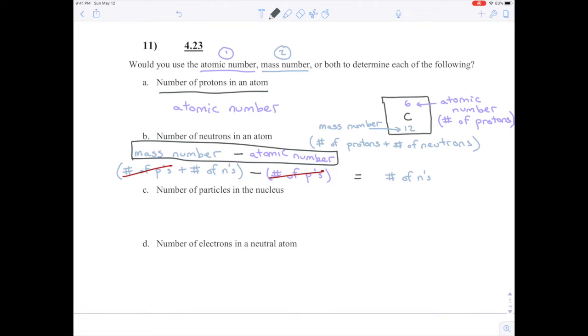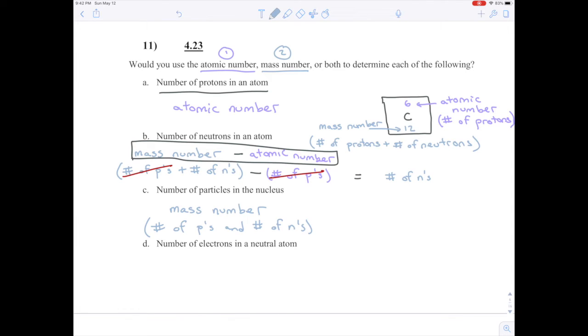For C, they ask about the number of particles in the nucleus. Now, the nucleus only has protons and neutrons, but all of the protons and neutrons are there. So how many particles are there in the nucleus? However many protons and neutrons you have, and that's given to you by the mass number. So all you would need for this is the mass number. The mass number tells you the number of protons and the number of neutrons. The number of protons and neutrons, that's all the particles there are in the nucleus.